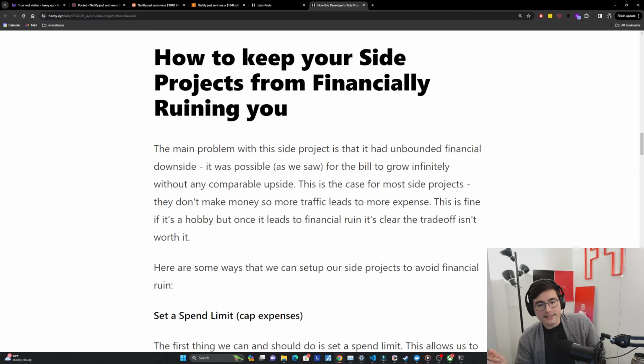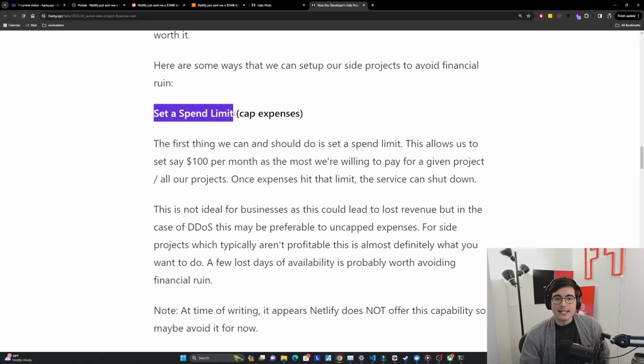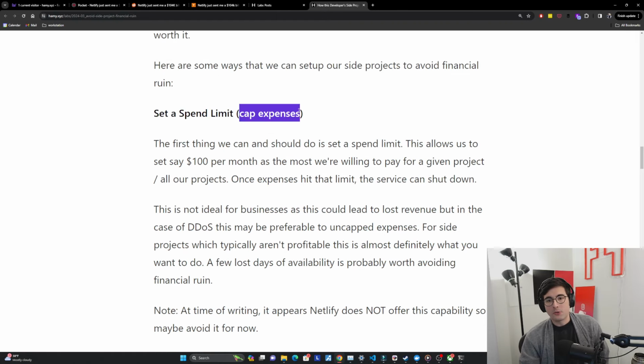And so here are some ways that I put together that we can set up our side projects to avoid this financial ruin. We can avoid this unbounded downside. So the first thing we can do is set a spend limit. And this will work because it will cap our expenses. It will cap our downsides. This is going to allow us to basically say, let's set $100 per month as the most we're willing to spend on this project.